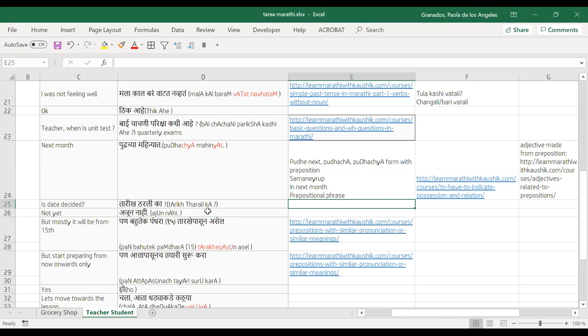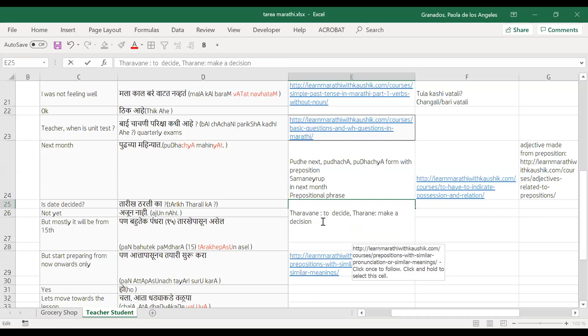Okay, then. Tarali is to the side, then Tarne. Tarne, right. Just note down the related word will be Taravane, which is to decide. And Tarane will be like to get decided. And Taravane is to make a decision, like we had seen Shikane, Shikavane. So have you decided? In that case you will use Taravane. Is it decided? Tarlika. To get decided.